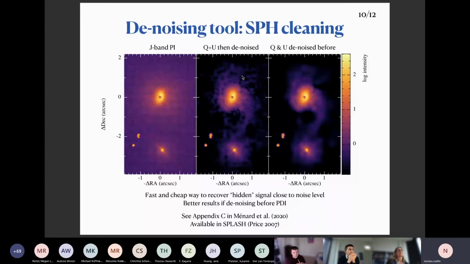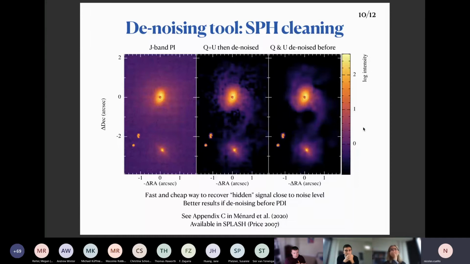And then here on the right, we have the image before combining them when we do polarized differential imaging. And this gives very nice results. And it's a fast and cheap way to recover hidden signal close to the noise level. So I encourage you to try.